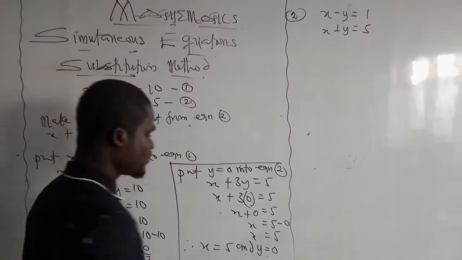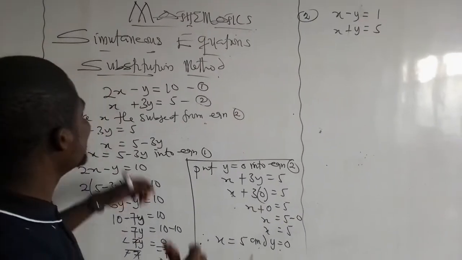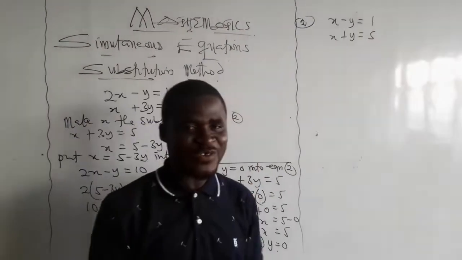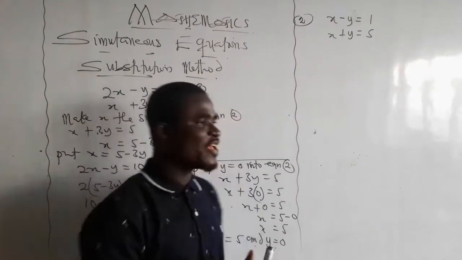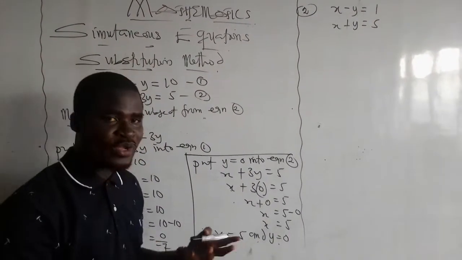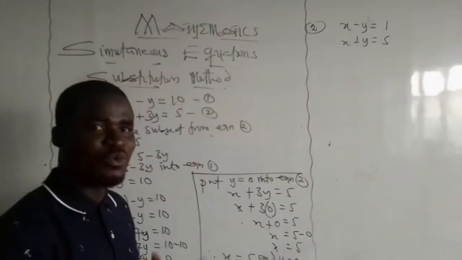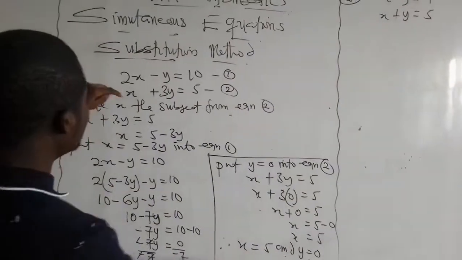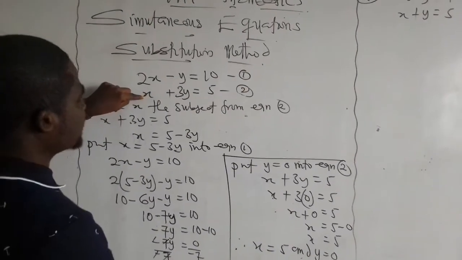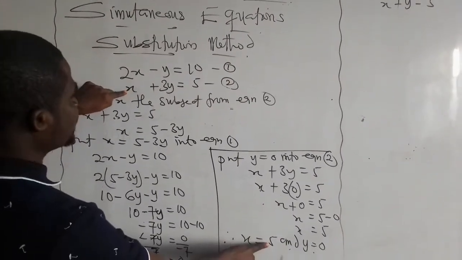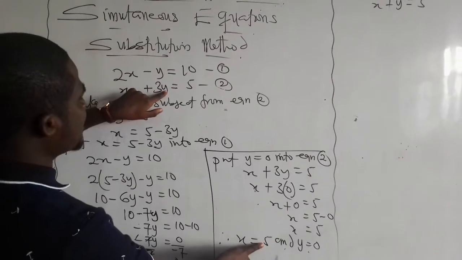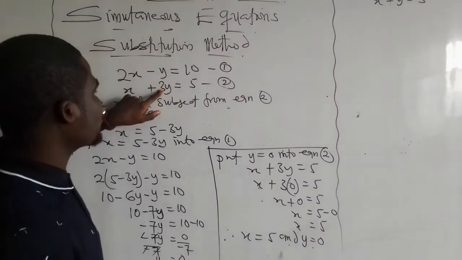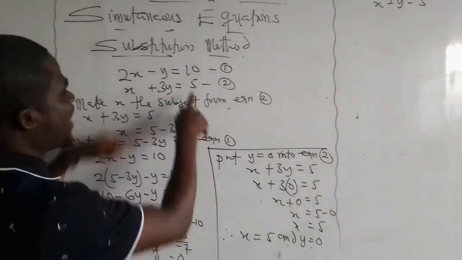This is how you use the substitution method to solve your simultaneous equations. If you want to know whether you are correct or wrong, let's put in the values. x is 5 and y is 0. So 0 times 3 is 0, and 0 plus 5 is 5. That means we are correct.